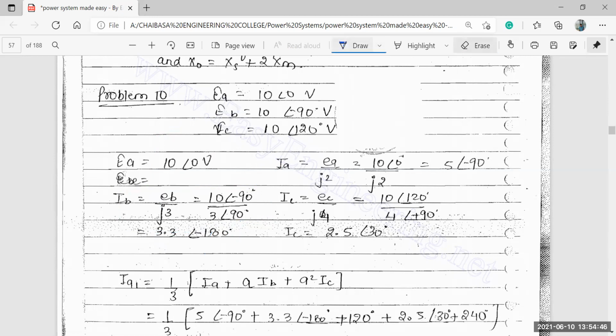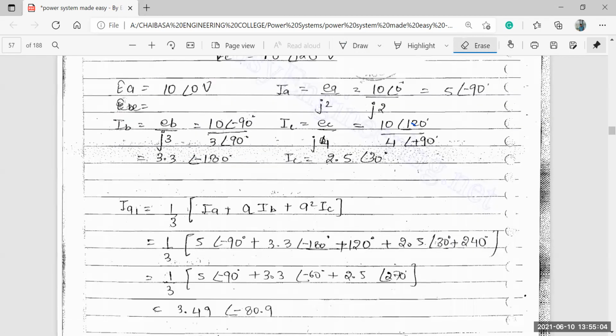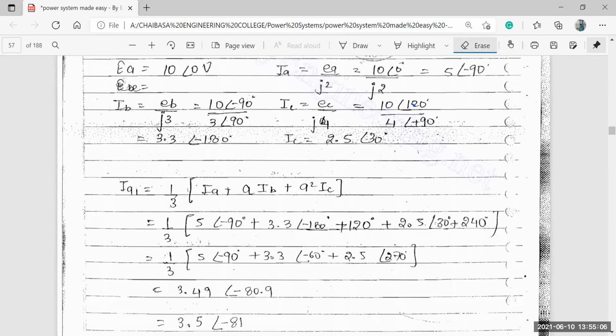And in the IC part, IC is J4, which means 4 at 90 degree, and it's at 120 degree. It will be working as 90 degree, so it will be your 2.5. That's your 2.5 at 30 degree, as 120 minus 90 is 30 degree. Okay, so now we know all this data, and now we can replace that in this.